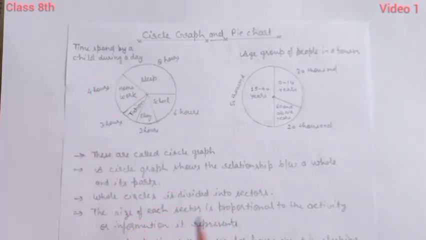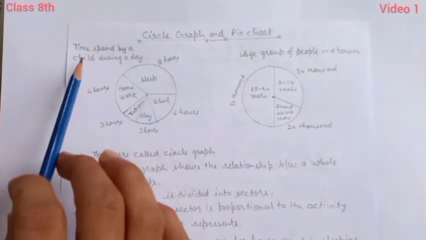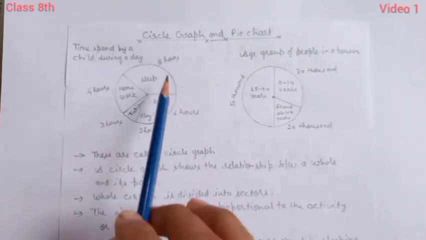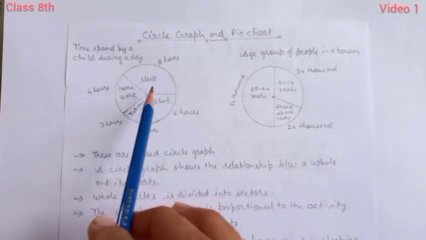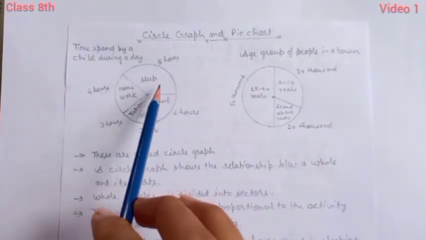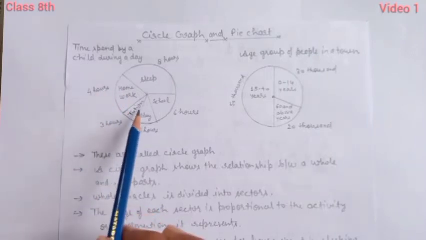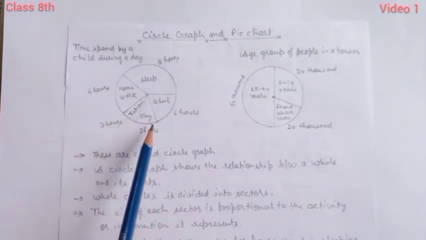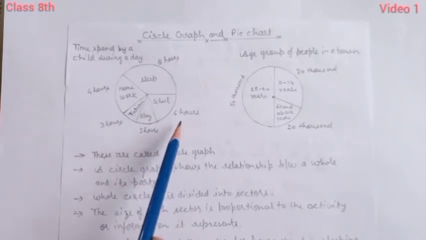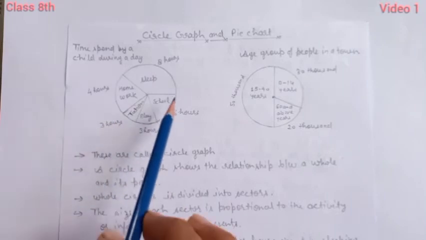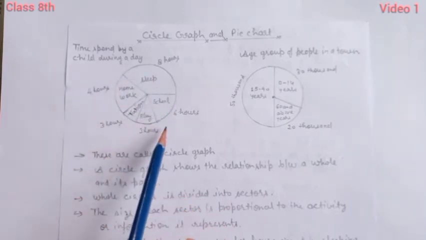Okay, so here we have two examples. The first is the time spent by a child during a day. You can observe which hour he did what. He sleeps 8 hours a day, does homework 4 hours, tuition time 3 hours, plays 3 hours, and goes to school 6 hours. So this is the whole-day activity of a particular child.